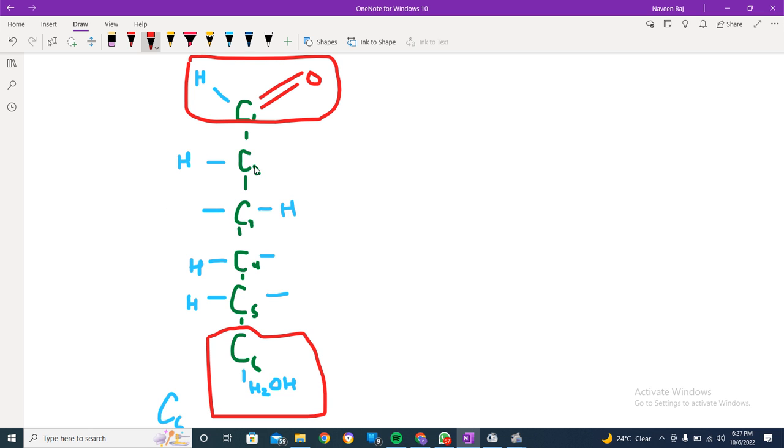So H and OH will come on this side like this, and OH will come on this side over here, and OH on this side over here, and OH on this side. So this is the basic structure, the linear structure.